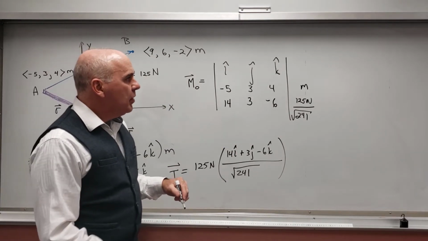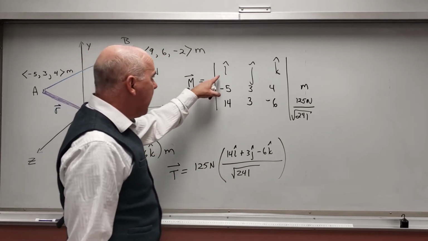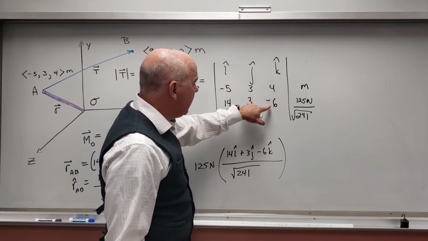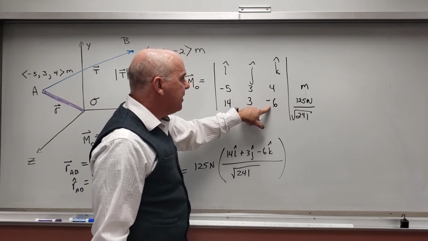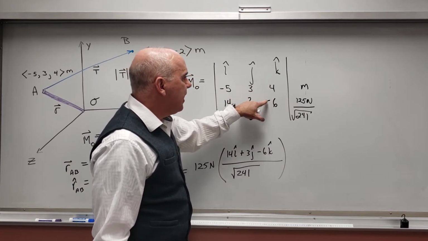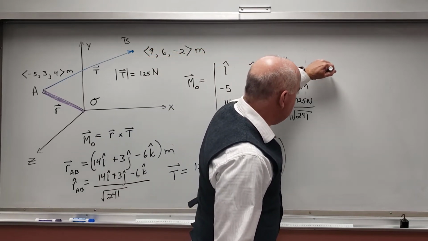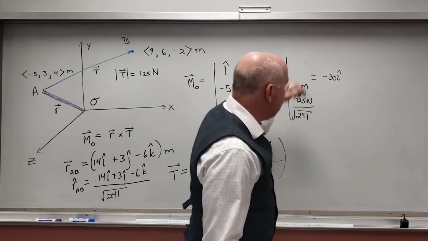All right, so how do I get this? What do I end up with? So I got the i component. I'm going to have 3 times negative 6. That's negative 18 minus 12, right? So negative 18 minus 12, that's negative 30. So I get negative 30 i hat.